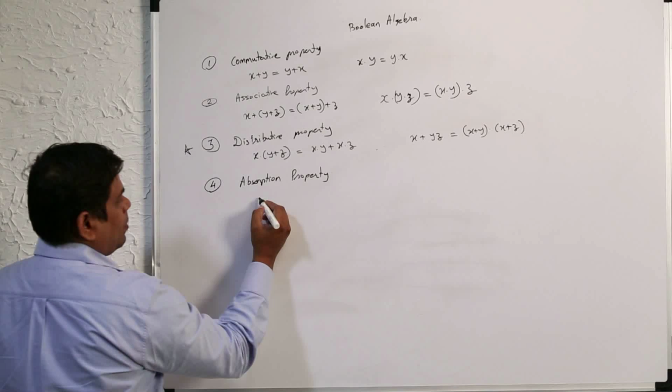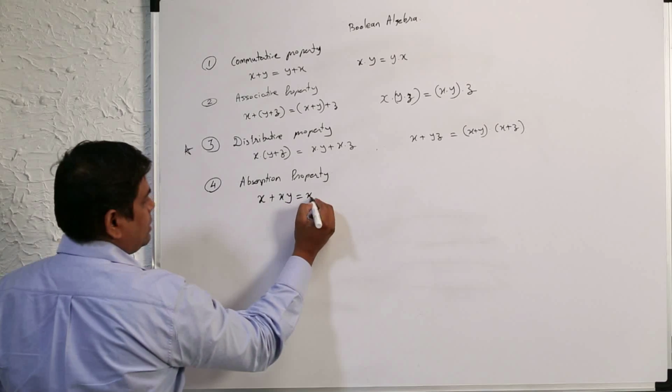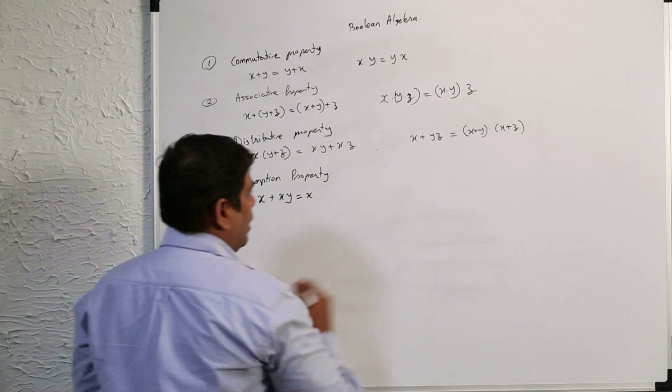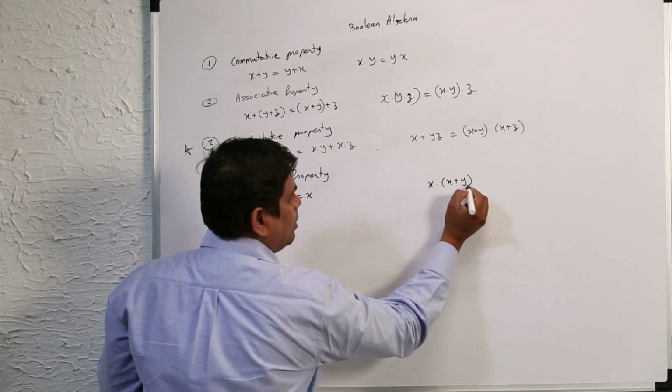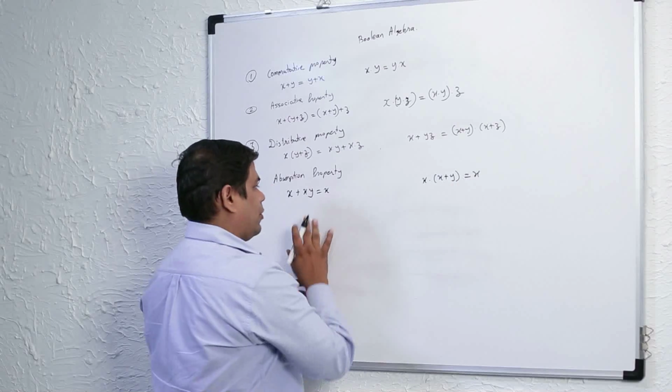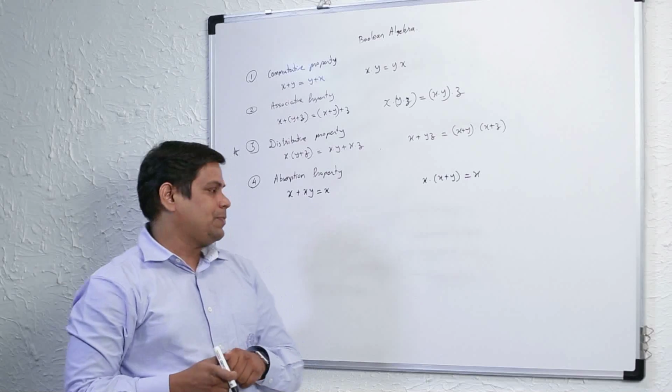It says x plus xy is the same thing as x, and the next one says x dot (x plus y) is the same thing as x. Now this also requires proof. I am going to give you two ways of proving this.